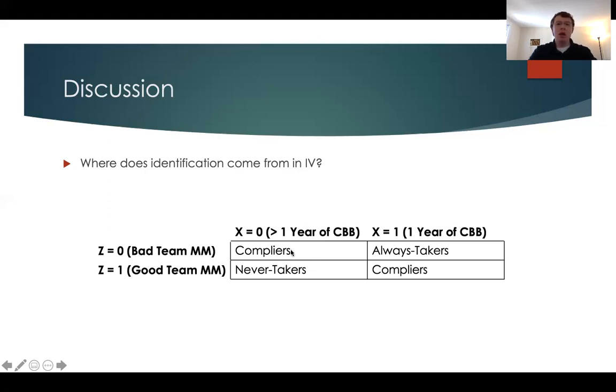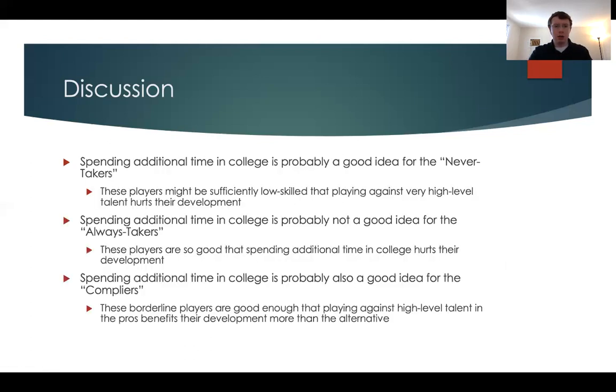Identification in instrumental variables comes from the compliers. So that impact of years spent in college on performance in the NBA is coming from those players that spend more time in college because their team had a bad March Madness, or spent 1 year in college or less time in college because their team had a good March Madness. So in terms of what we could say based on the results of this study, spending additional time in college is probably a good idea for the never takers. These players are probably sufficiently low skill that playing against very high level talent would hurt their development, assuming that they'd even get drafted anyway. But these players that are definitely not NBA ready probably do benefit from playing against players more at their level in college.